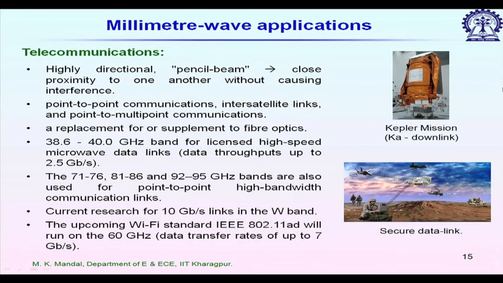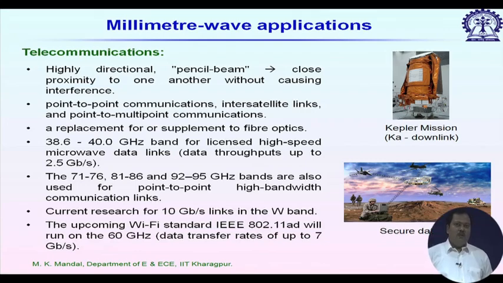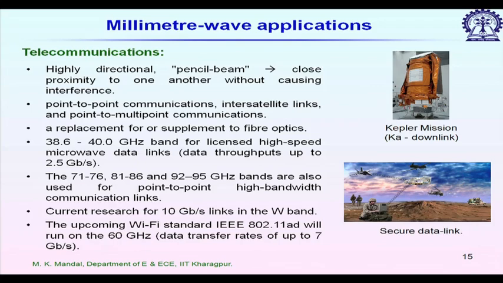Some other applications are in telecommunication, already being used by different satellite systems. At millimeter wave frequencies, we can generate pencil-like beams, so close proximity to one another without causing any interference is possible. Point-to-point communication is possible. As we have seen, millimeter wave can be used for line-of-sight communication, so a link from one satellite to another satellite can easily be designed at millimeter wave frequencies. It can be a replacement or supplement to fiber optics.